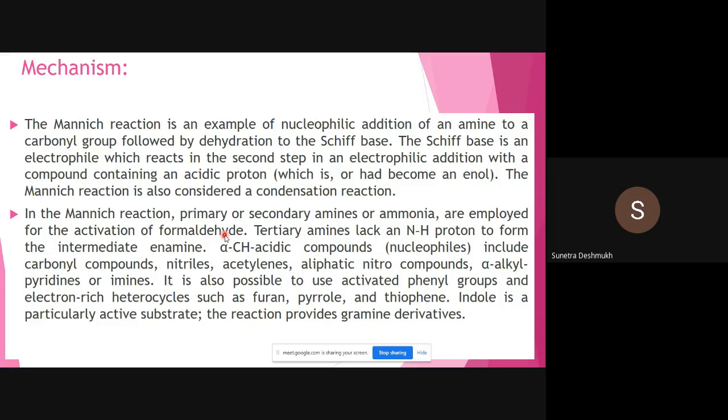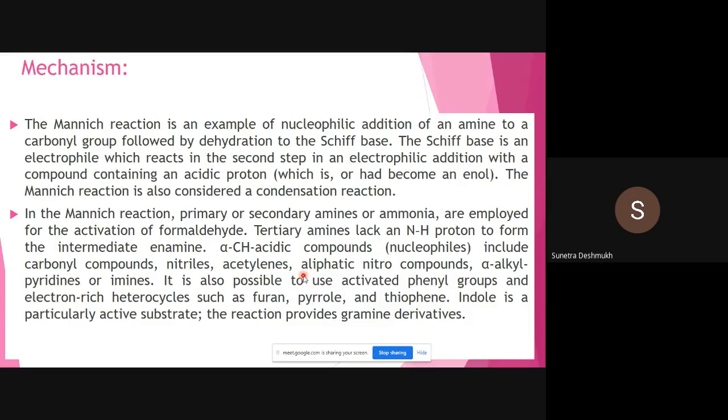So again, why do we have to use primary or secondary amines? Primary or secondary amines or ammonia we can employ for the activation of formaldehyde. The non-enolizable ketone may be formaldehyde. First there is a reaction between formaldehyde and amines, primary, secondary amines or ammonia, to give the Schiff base. Why can't we use tertiary amines? I have written here: tertiary amines lack an NH proton to form the intermediate enamine. So first there is a formation of enamine, and then there is a formation of the Schiff base. We will see one by one.